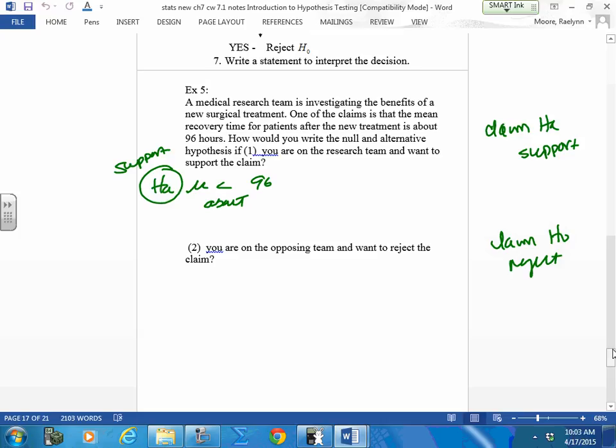Now, say you're on the opposing team and you want to reject this claim. Here's this mean of about 96 hours. I've got to have an HO because I need to use the word reject. Same type of situation, but I need to reject this. What inequality statement should I make this? Greater than or equal to. Well, I probably wouldn't want a greater than or equal to, because I want to reject what they're claiming. I want to show that it's not less than.